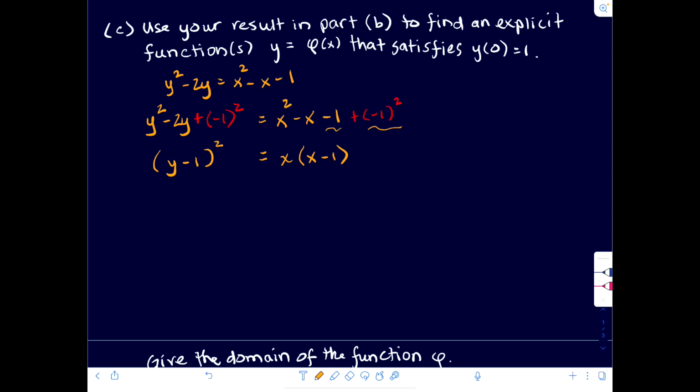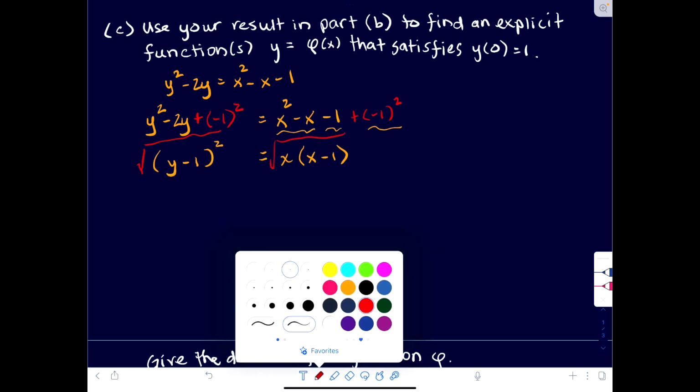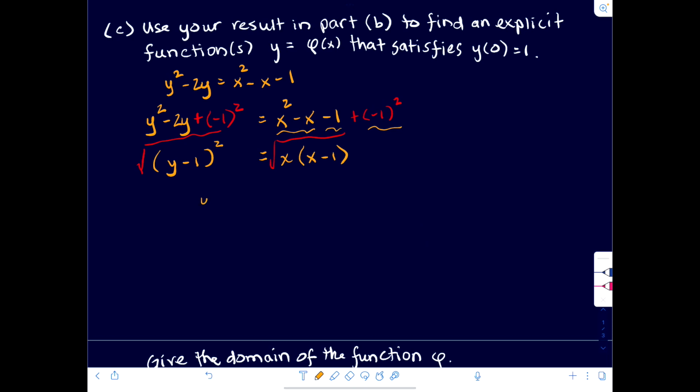I'll just write it as x times x minus 1 because that's how x squared minus x factors. And then if you square root both sides, we will get that y minus 1 will be plus or minus the square root of x times x minus 1. And isolating y, we'll get 1 plus or minus the square root of x times x minus 1.